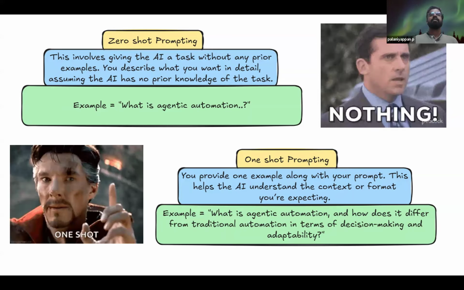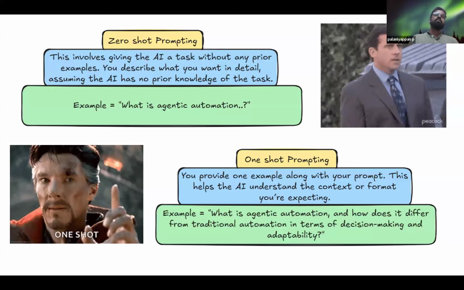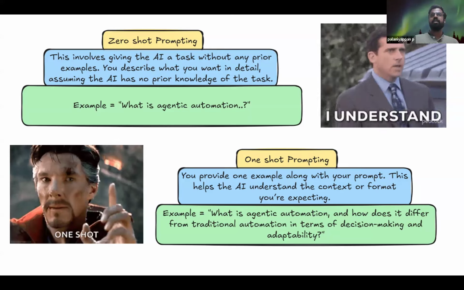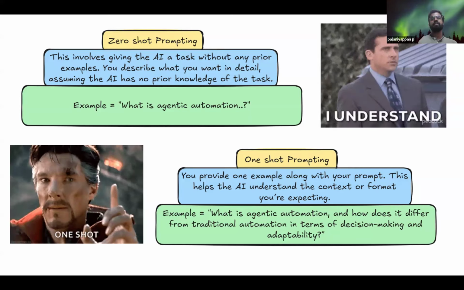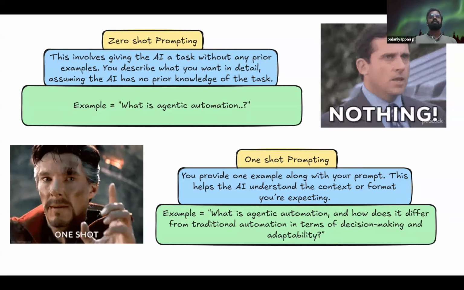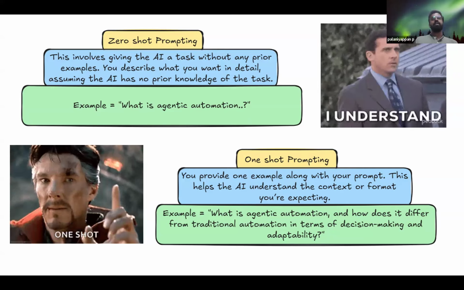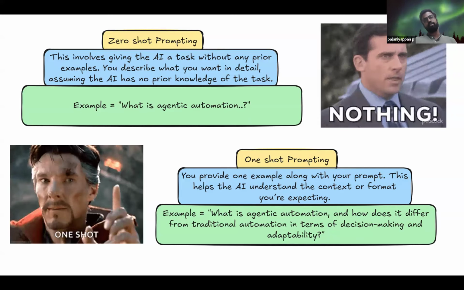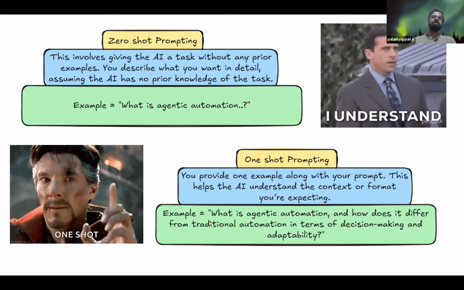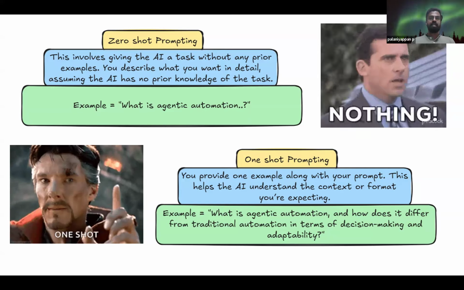Let's say you're asking ChatGPT, what is agentic automation? Of course, it knows that, but maybe you can ask, when is my birthday? That LLM may not know that, right? So you're just literally asking a question to an LLM without any data or examples around it. Take the simple example I have stated here: what is agentic automation? You're not giving any more inputs. It's just as simple as that.